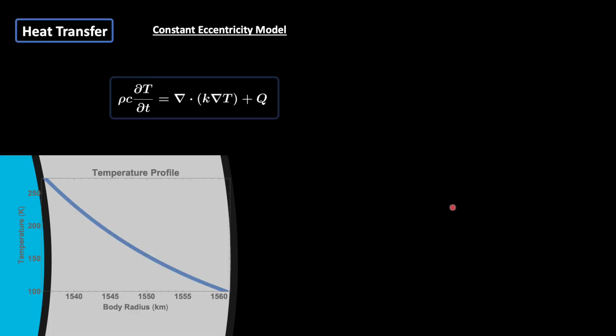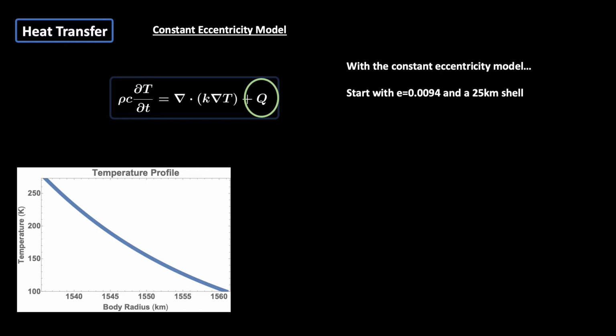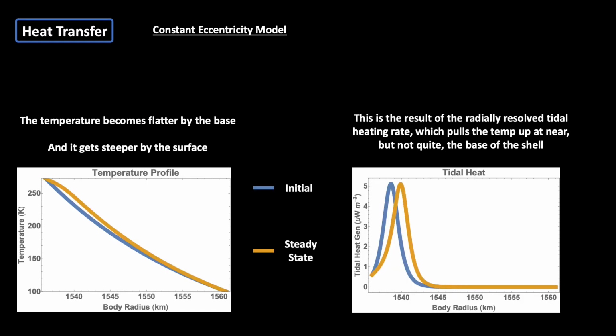Great. So let's put a source on this thing now. So if this was what goes on with no source, so we stick that source on there, and when we do, you get this enhancement of temperature at the base, right? It pulls this temperature profile up, and this happens because you've got this heat generated in the body near the shell base, not quite at, but near the shell base. So you'd miss that if you didn't have these radially resolved tidal heat models, so super important already.